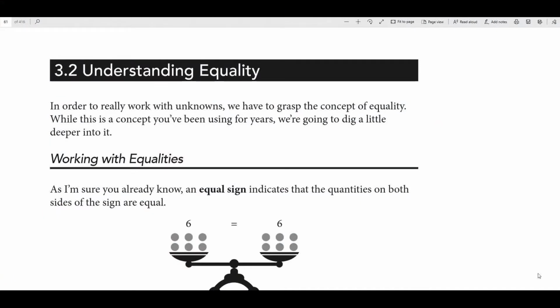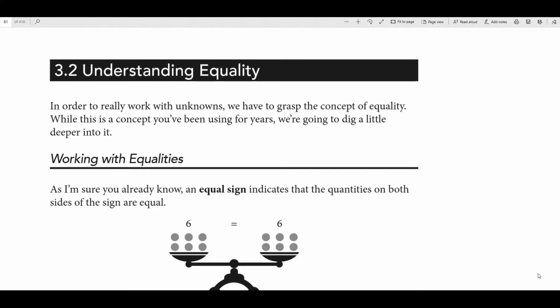And good morning. We're going to go ahead and do lesson 3.2 now. So this will be on page, I think, 61 or something like that in your book. All right, so in order to really work with unknowns, we have to grasp the concept of equality. While this is a concept you've been using for years, we're going to dig a little deeper into it.